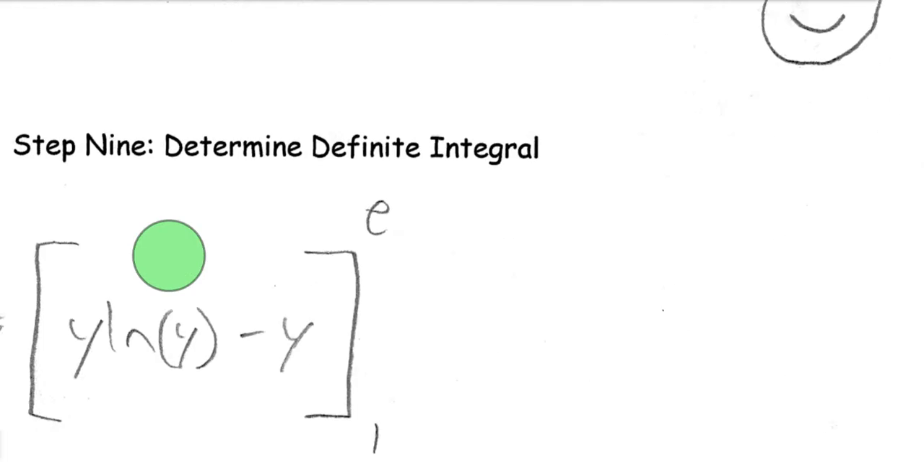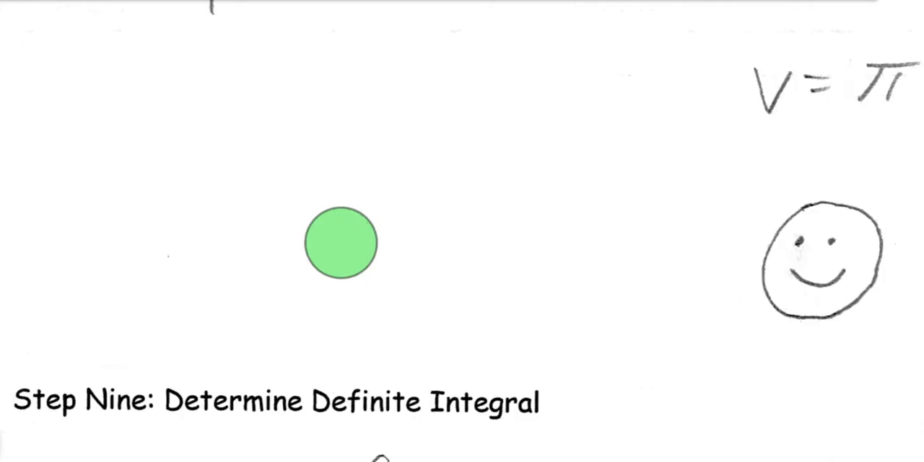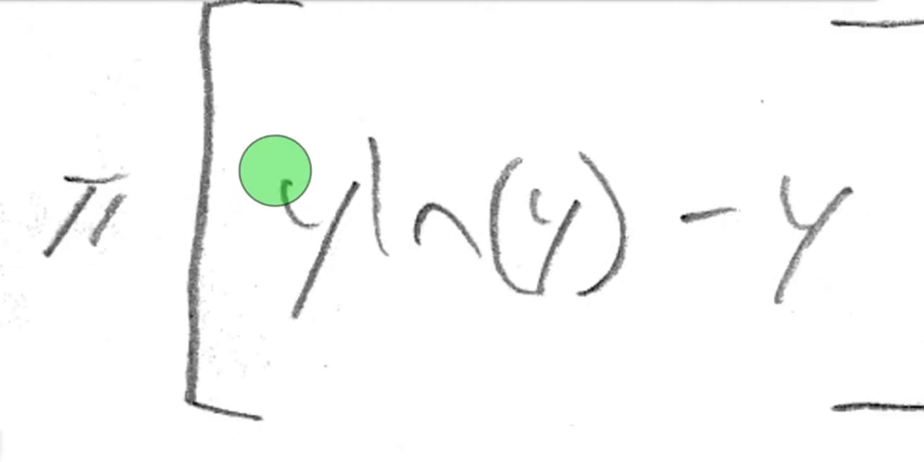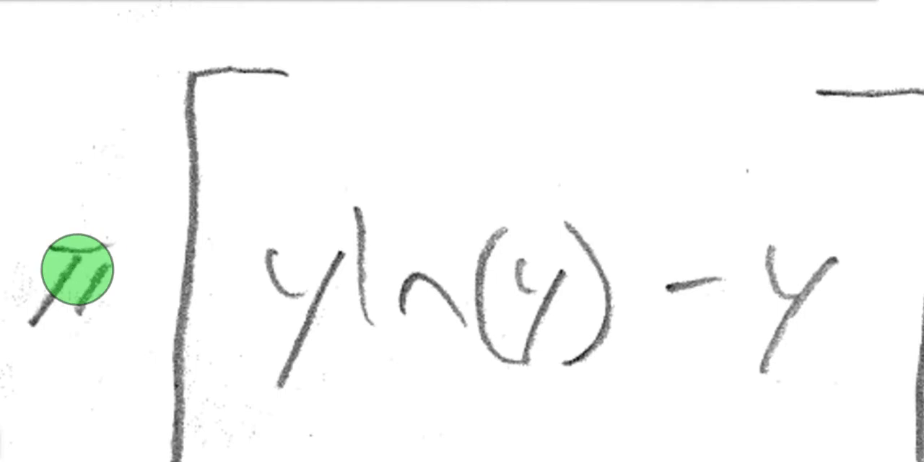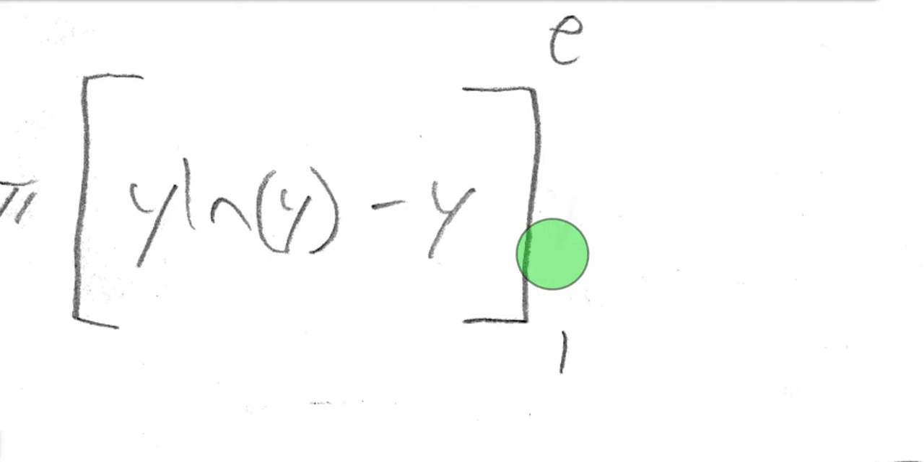Step 9 is determine the definite integral. If you remember, the antiderivative of natural log of x is x ln of x minus x. So the antiderivative of natural log of y is y natural log of y minus y. And again, you will have that pi on the outside that you'll multiply your answer by, and we're going to be evaluating this from 1 to e.